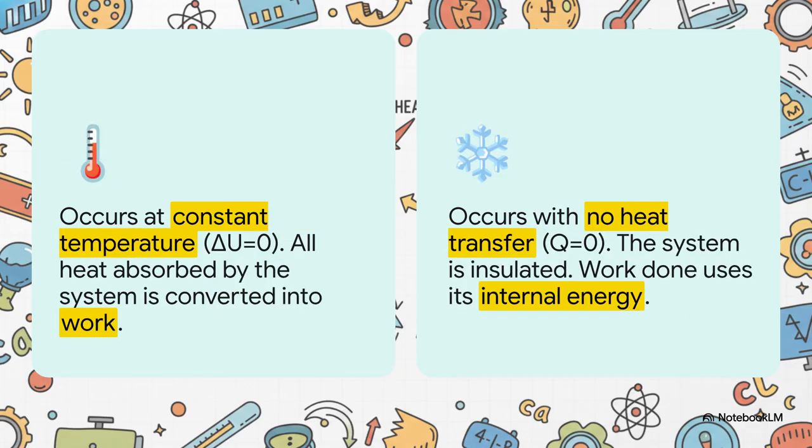Then there are these 2. An isothermal process means constant temperature. Here, any heat you add gets instantly and perfectly turned into work. The internal energy doesn't change at all. It's like a perfect conversion machine.